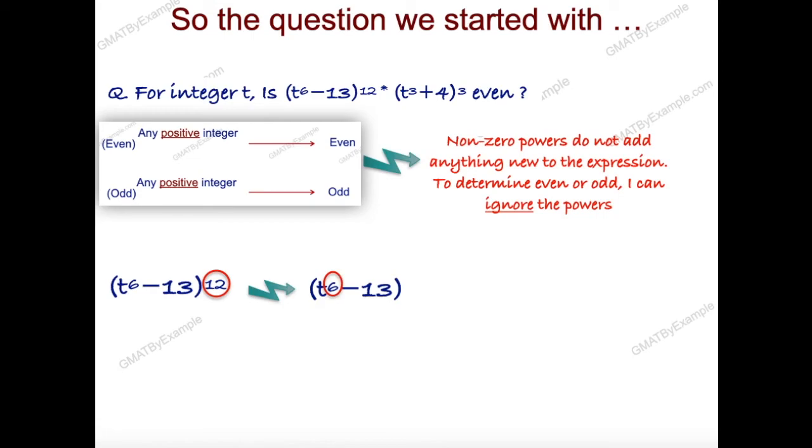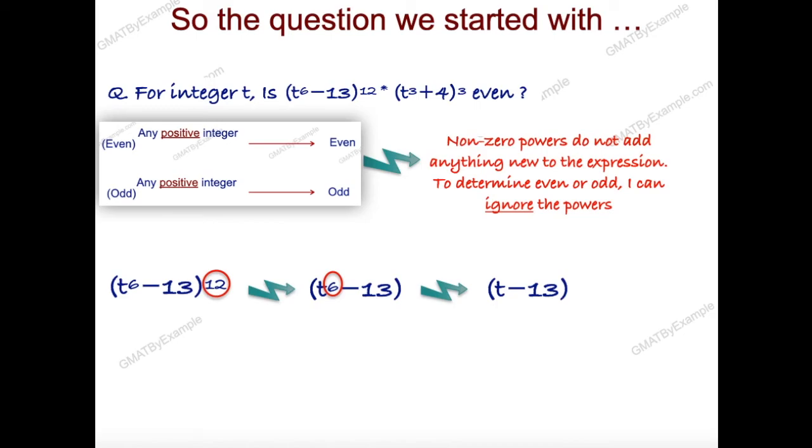Now again, t to the power of 6. 6 is not adding anything to the overall expression because if t is even, t to the power of 6 will be even. If t is odd, t to the power of 6 will also be odd. In other words, I can even simplify it further and ignore 6 and get t minus 13 as my simplified expression. What I'm essentially saying here is that t minus 13 being even or odd ultimately determines if t to the power of 6 minus 13 raised to the power of 12 is even or odd.